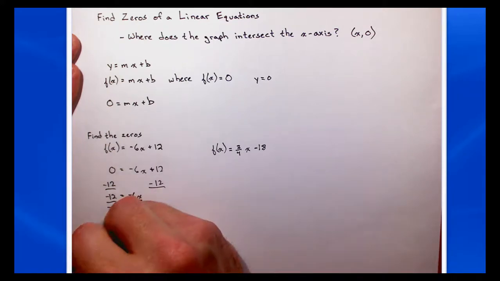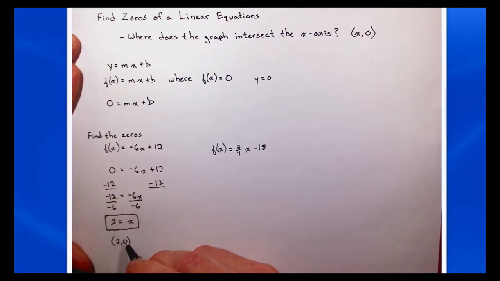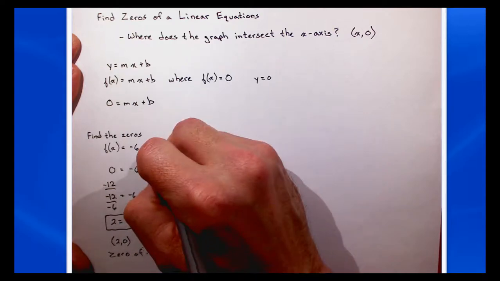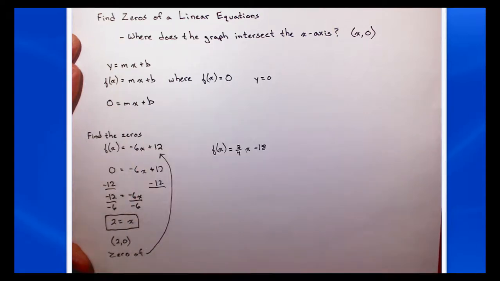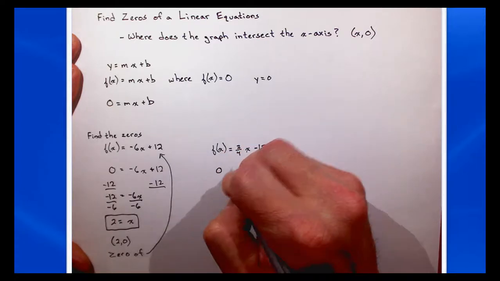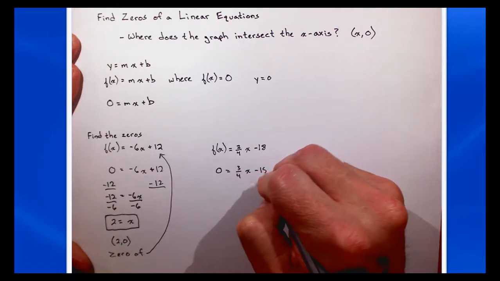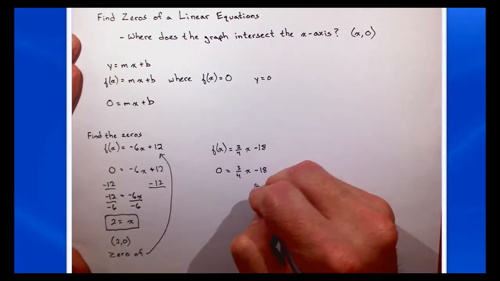So that's what I'm looking at. This is my 0. What I know is it's this coordinate. This is where that line strikes the x-axis. That is a 0. Let's look at the next one. So I make f of x equals 0.